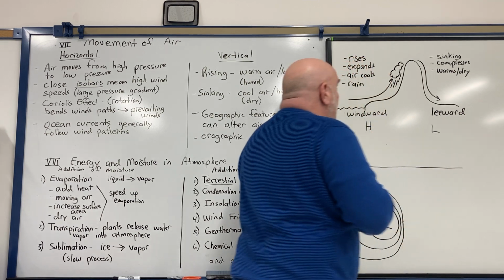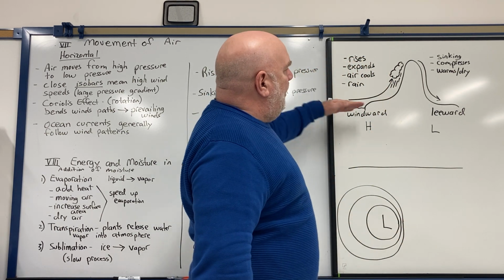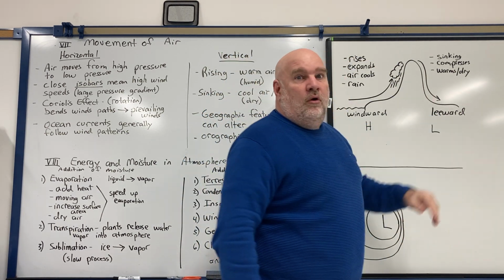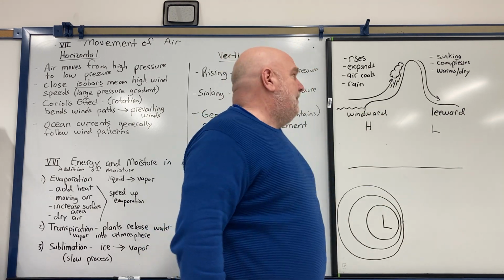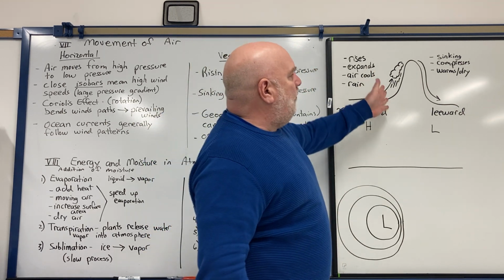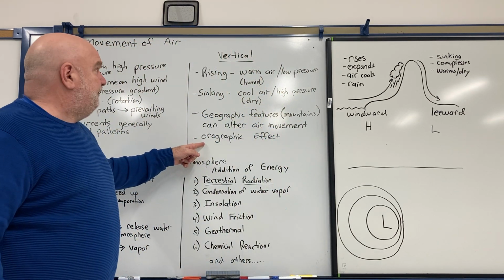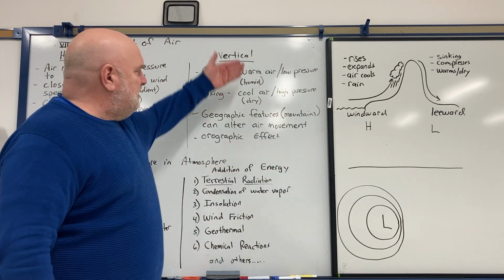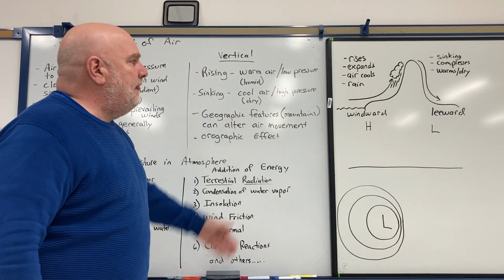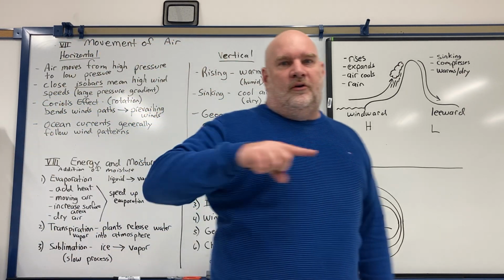All right. So the reason why the air was going up and down was it was just following the shape of the land, right? And how we have rain on one side and dry on the other, we call that the orographic effect. All right, so that's some of the things that affect the vertical movement of air. All right, now let's focus on the horizontal movement of air.